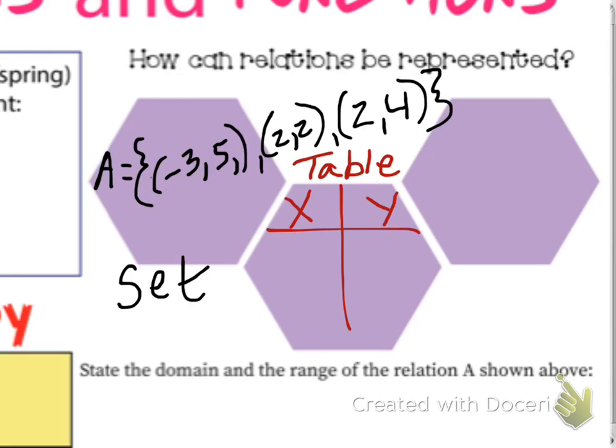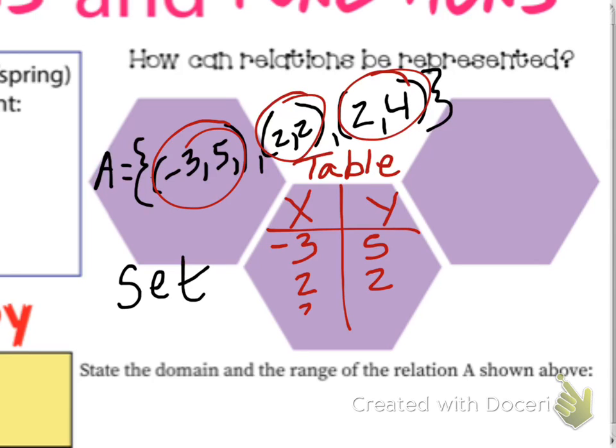The next way that I can represent a relation with my ordered pairs is by placing them in a table. I'm going to have my X, -3, and my Y, getting that from my first ordered pair, my Y is going to be 5. My second ordered pair is saying that the X is 2, my Y is 2. My last ordered pair is telling me that my X is 2, and my Y coordinate is 4. And this is just simply taking those ordered pairs and listing them in a table.